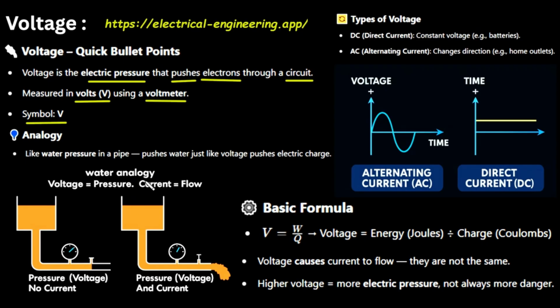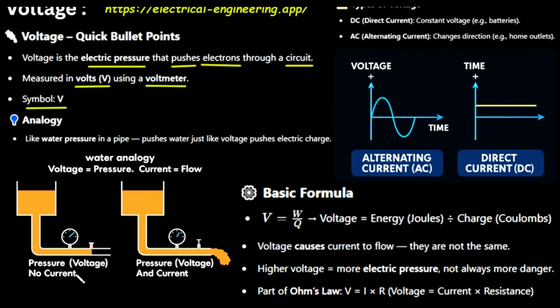To make this easier to understand, let's use a popular analogy, the water analogy. Imagine a water tank connected to a pipe. The pressure of the water in the tank is like voltage. The actual flow of water through the pipe is like electric current. The analogy is simple: voltage is like pressure, and current is like flow.